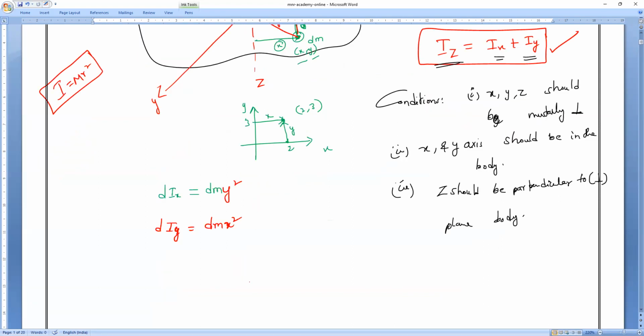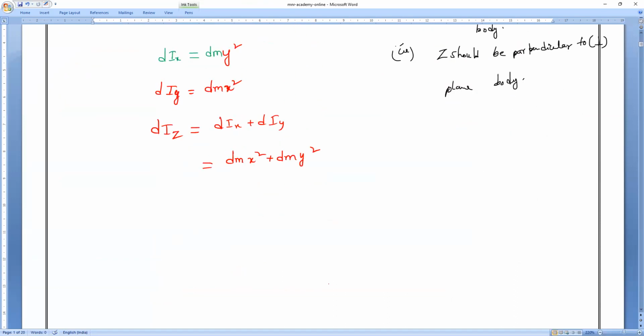Now we want the moment of inertia in the z-axis. So what is the z-axis formula? The sum of the moment of inertia in the x-axis plus the moment of inertia in the y-axis, which is equal to dm x square plus dm y square. Dm is common, so now you can see that x square plus y square is equal to something.